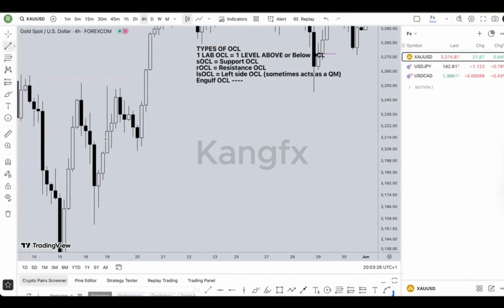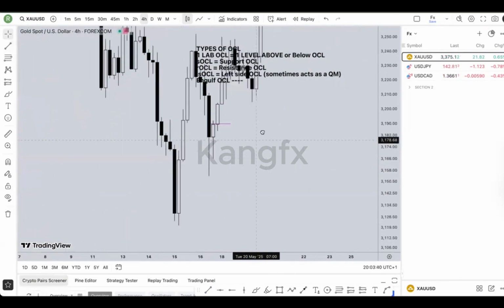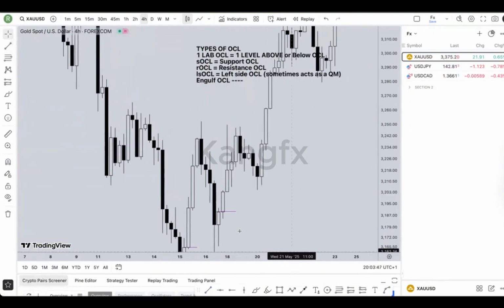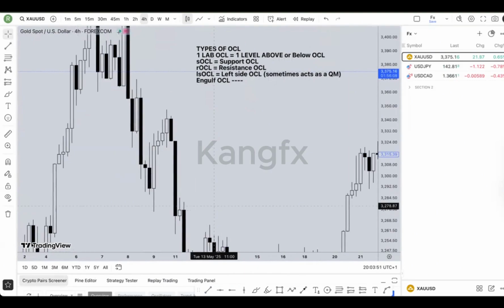This one now is a support OCL. This place is a support OCL. Why is it a support OCL? You see the bearish candle engulfed the OCL of the two bullish candles. So that is, this one here is also a support OCL. Is a support OCL. And let's look for one more resistance OCL.